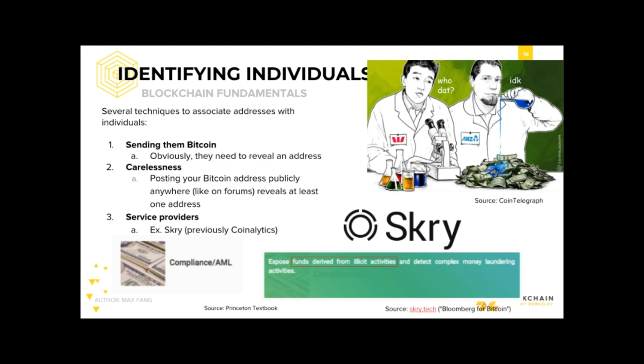A third way is you could use a service provider. So companies like Scry, which was previously called Coin Analytics, do this full time. So they use some of the graph analytics techniques we discussed earlier and try to trace individuals based on all these different heuristics.